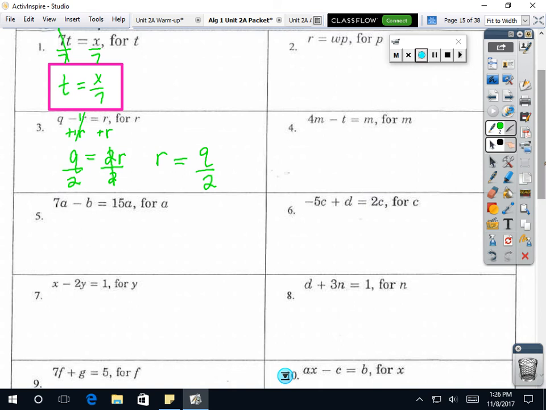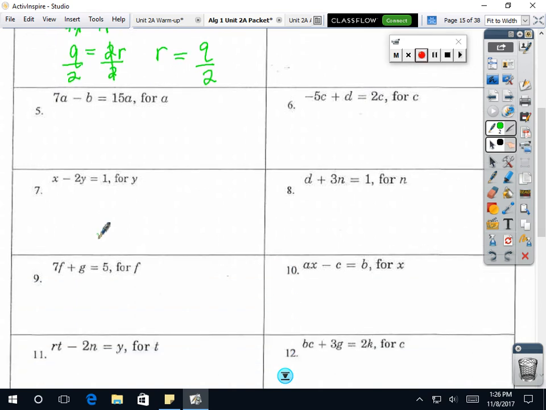Okay, number 5. 7a minus b equals 15a. We're trying to solve for a, so what do you think we need to take care of first? Right, we need the a's to be on the same side before we can get a by itself. So I'm going to subtract 7a on the left, and when I subtract it on the left, it cancels out, leaving just the negative b. When I subtract it on the right side of the equation, I now have 8a, because 15a minus 7a is 8a. But remember, I'm still trying to solve for a.